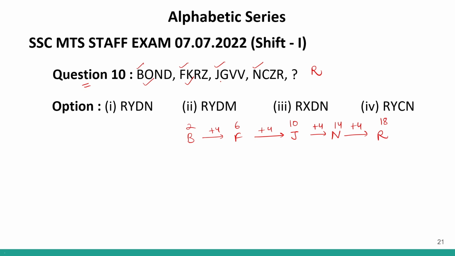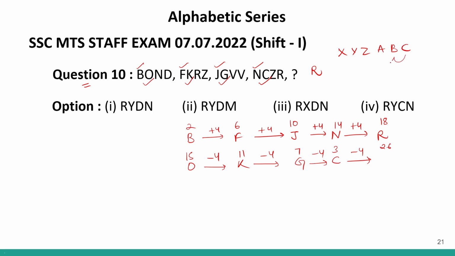Moving on to O, K, G, C. O, K, G and C. So, O is 15, K is 11. G is how much? 7 and C is 3. So, here I can see minus 4. Here also I can see minus 4. Here also I can see minus 4. So, if I reduce minus 4 from 3, I will get the 26th position. X, Y, Z, A, B, C. So, minus 4 from C. 1, 2, 3, 4 will give me the 25th position. Okay. So, 25th position we have Y. So, the next element will be Y. Okay.